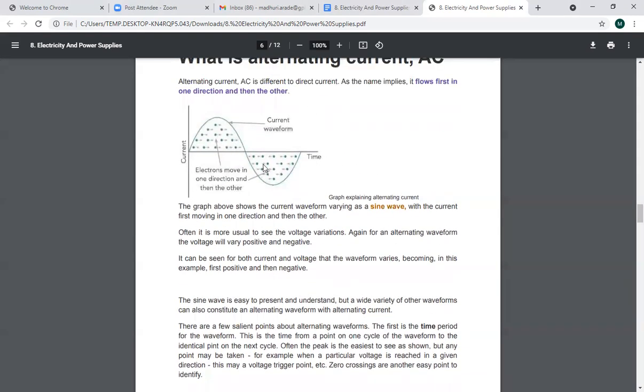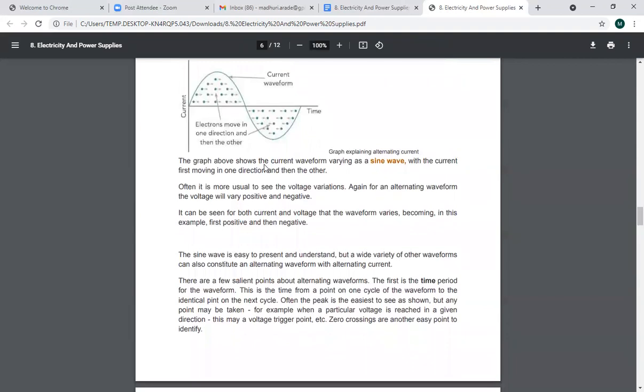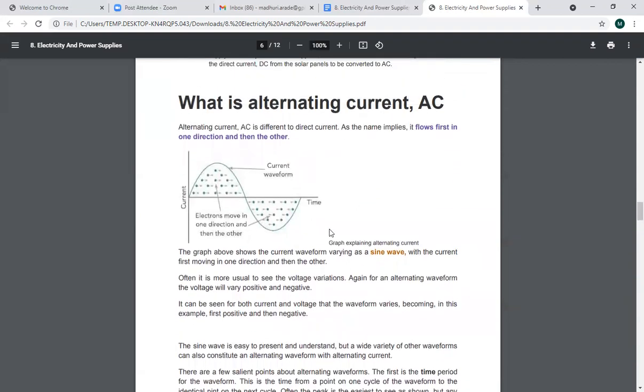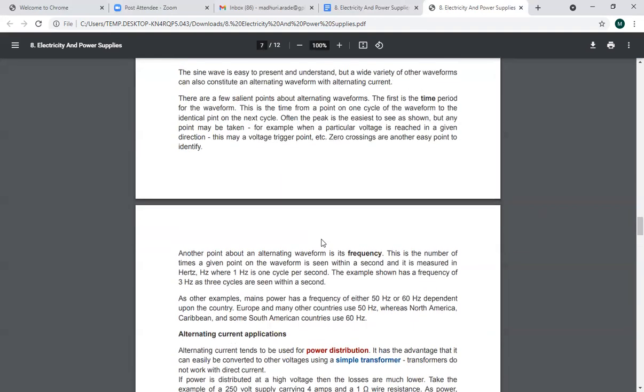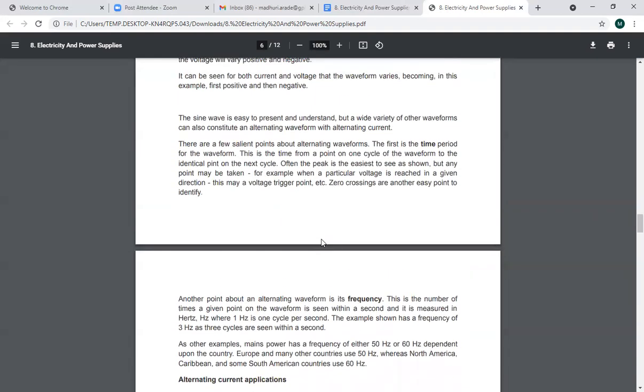So here in this example, a sine wave is used, but it is not compulsory that you should use a sine wave only. You can use a cosine wave also. So different waveforms are available to carry this alternating current. Now, where exactly is this alternating current used, and which are the different parameters? There are two main points. The parameters are required for that.